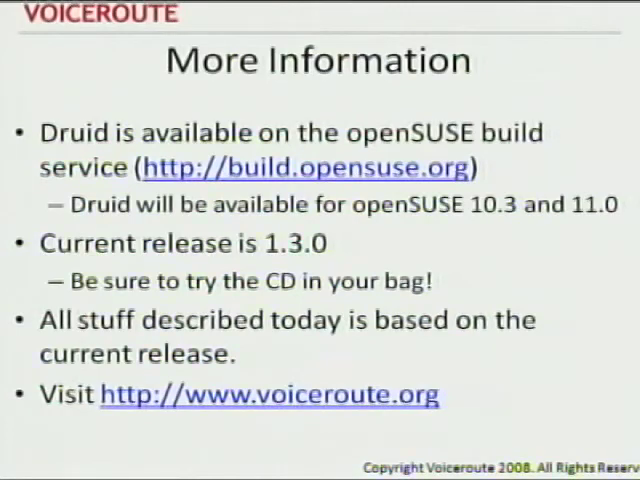So this is some more information. Druid is now available on the OpenSUSE build service. If any of you have heard of the OpenSUSE build service, you might have seen this in the Novell booth. They're blasting this everywhere. So Druid is also available on OpenSUSE 10.3 and 11. In my earlier slide, I might have mentioned that Druid is currently based on CentOS. So we're trying to get as many distributions as possible for the project.